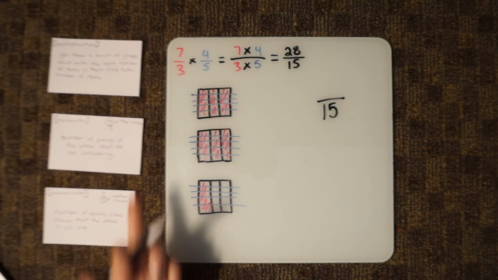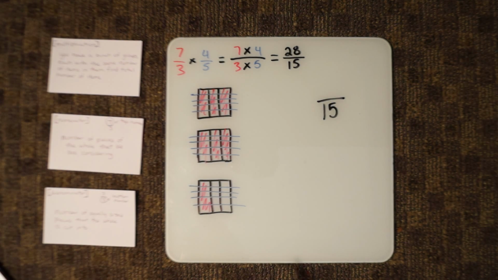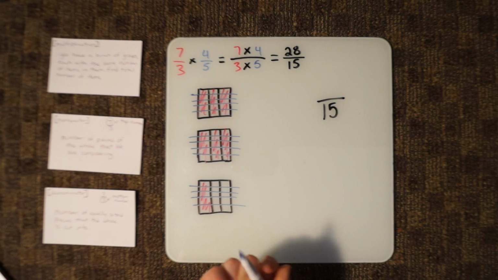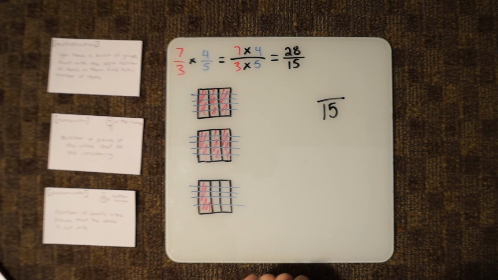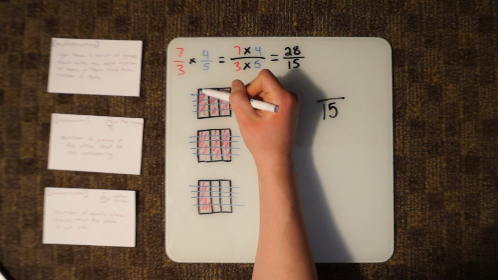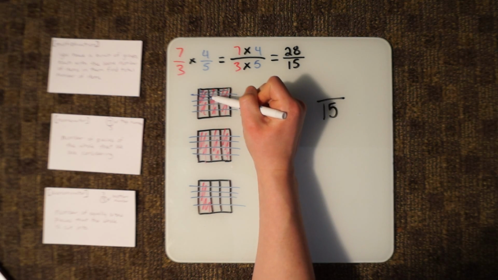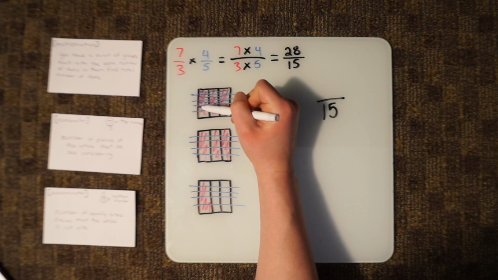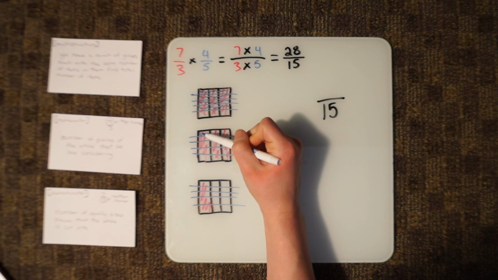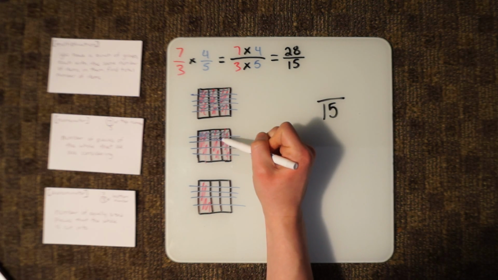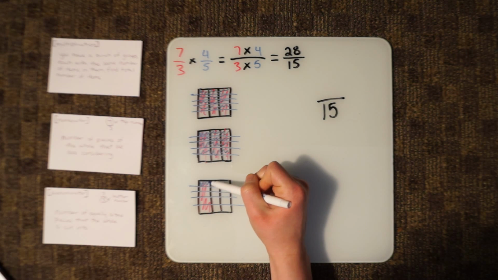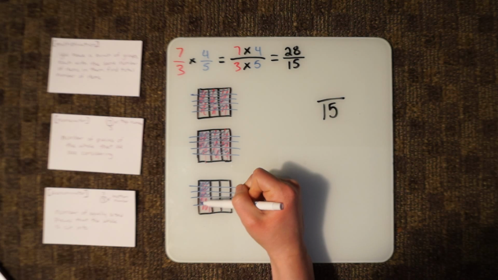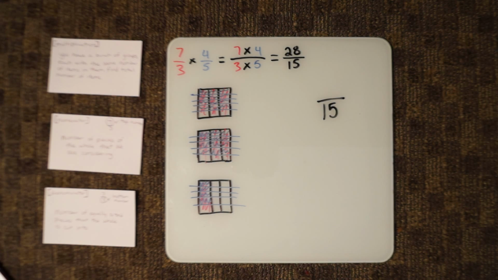Now we need to show the numerator of 4 for 4/5. In order to do this, we do just like we did with the 7/3 and shade in 4 of the 5 slices that we split the whole into. So 1, 2, 3, 4.